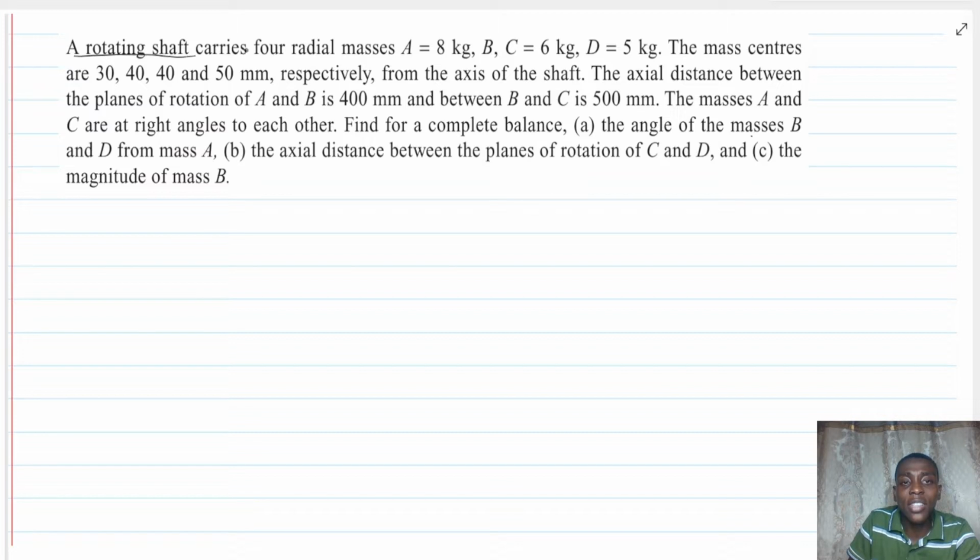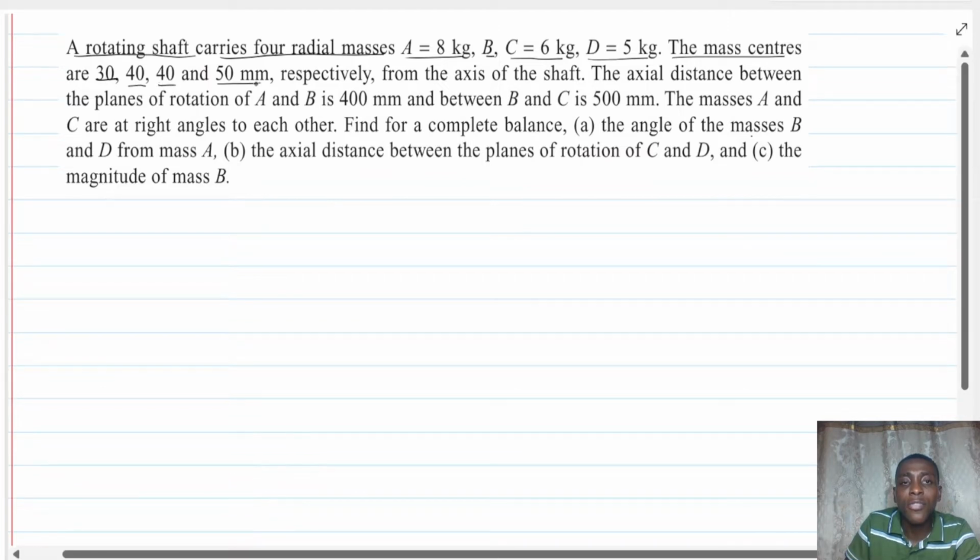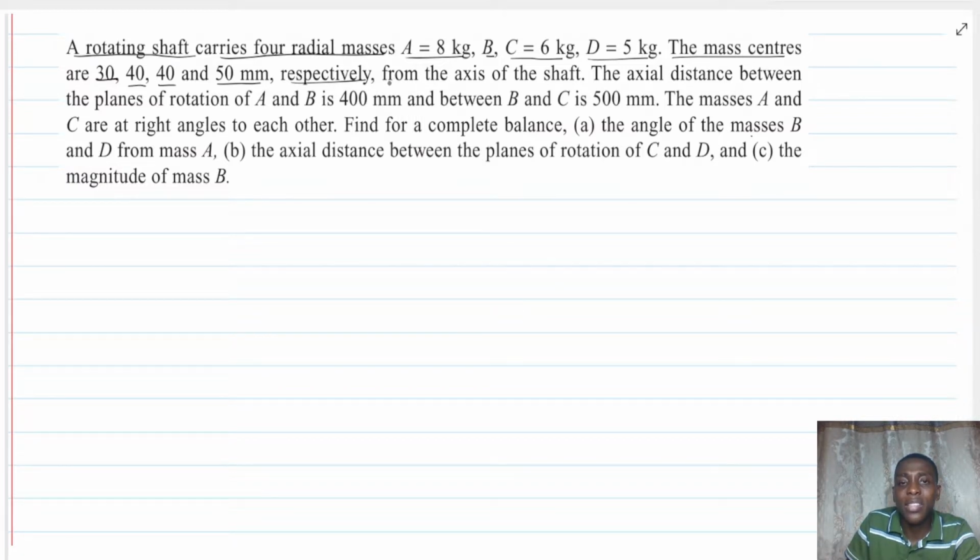A rotating shaft carries 4 radial masses. So the mass A is 8 kilograms. Mass B, we don't know, so we are denoting it by B. Mass C is 6 kilograms, mass D is 5 kilograms. Now we are saying that the mass centers are 30, 40, 40 and 50 mm respectively. So that is for A, B, C and D, respectively from the axis of the shaft.